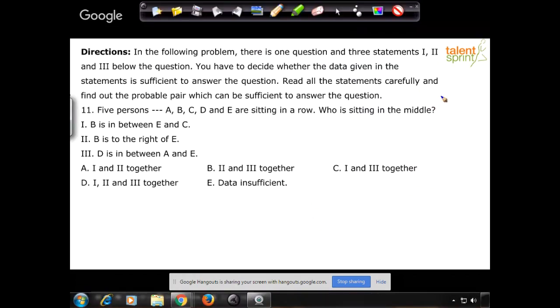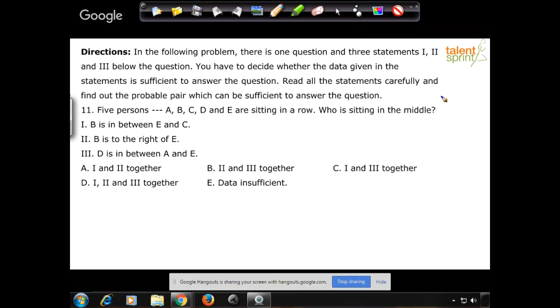Okay. Let's read our question. In the following problem, there is 1 question and 3 statements, 1, 2, 3, and the below question. You have to decide whether the data given in the statements is sufficient to answer the question. Read all the statements carefully and find out the probable pair which can be sufficient to answer the question. Now, these questions, boys and girls, are what we call questions on data sufficiency. Why data sufficiency? Because certain data is given to you, and based on the data that is given, you have to analyze and find out whether that data is sufficient to answer this question or not.